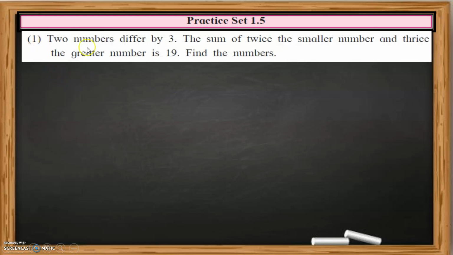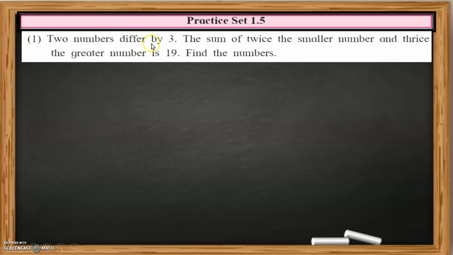This is the question. Two numbers differ by 3. The sum of twice the smaller number and thrice the greater number is 19. Find the numbers. So any word problem, students, you are supposed to read it at least 2 times. Okay, we'll read it again.